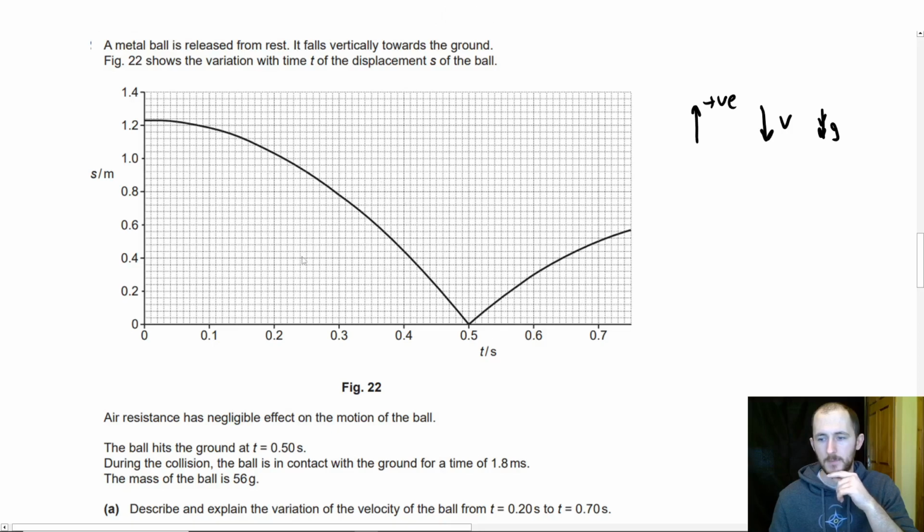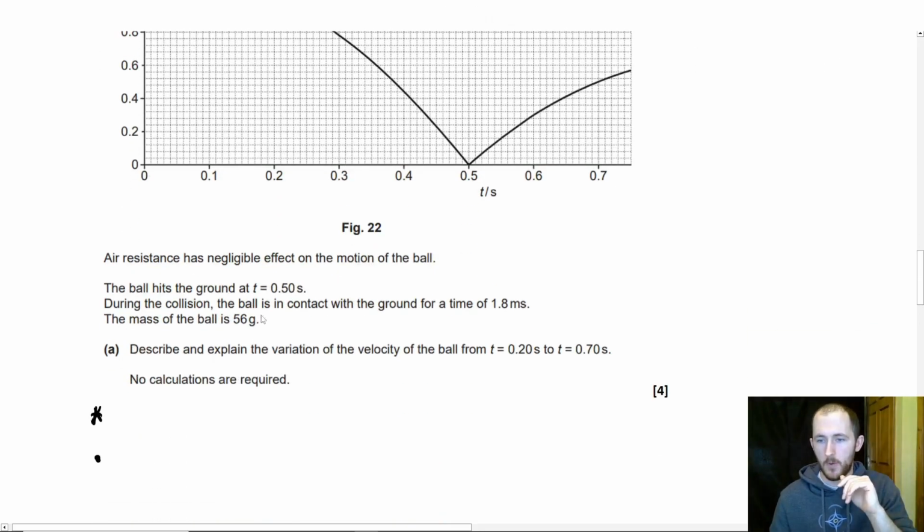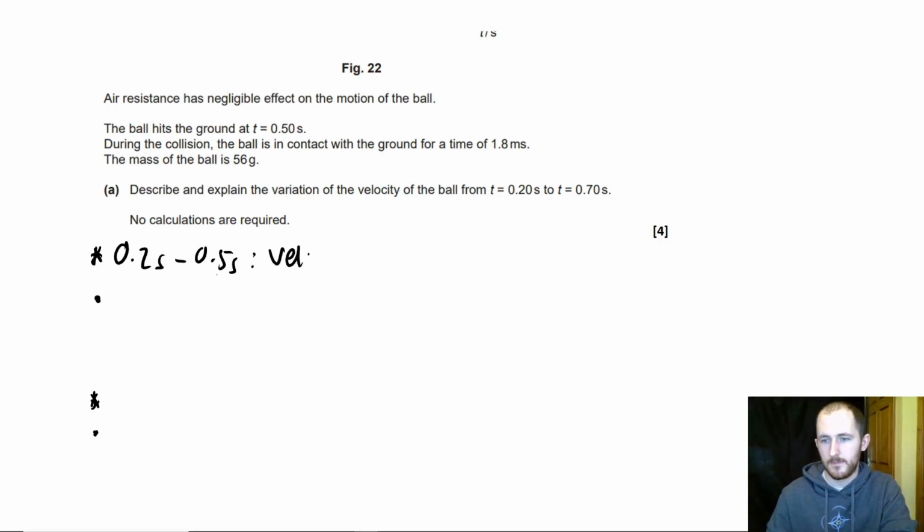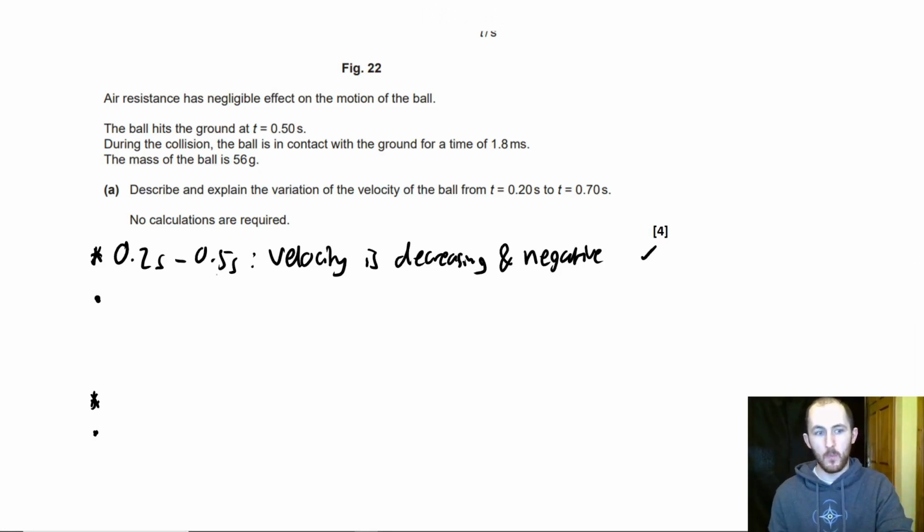Okay? And it says explain it, right? So from 0.2 to 0.5 seconds, that's what I'm going to write here. From 0.2 seconds to 0.5 seconds, the velocity is decreasing, right? Not just that, it's negative. 1 mark. Why? Well, because it's falling, right?